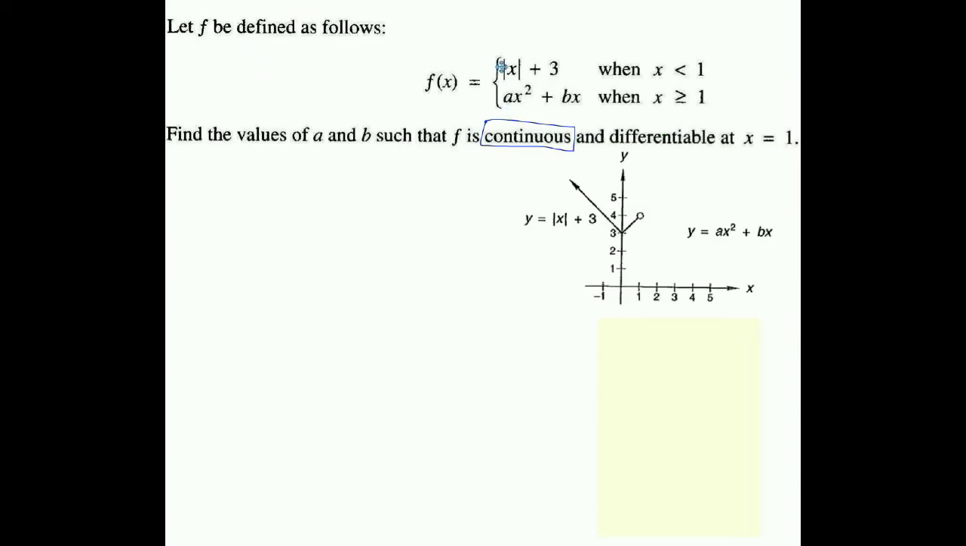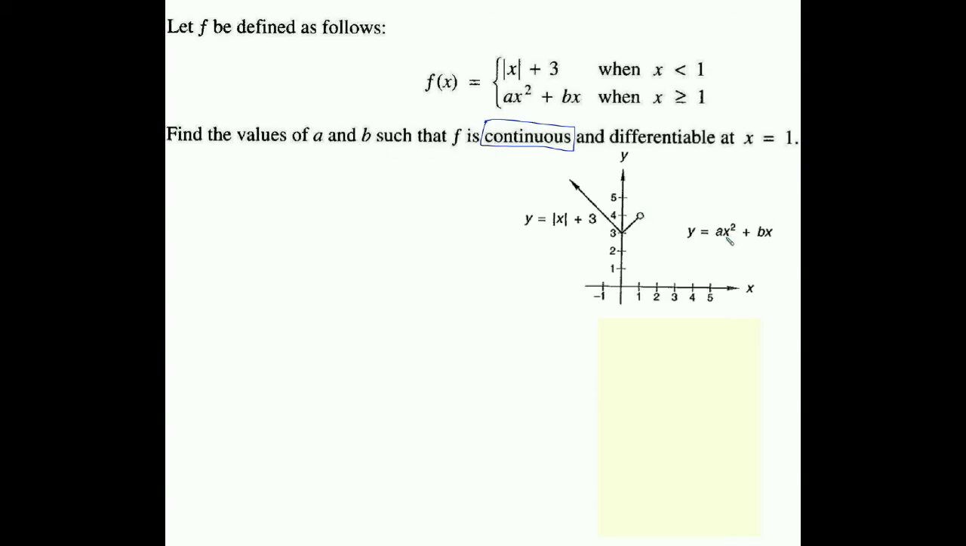So here, this part of the function is set. There's not an a and b in this top part, so we know what this looks like. That's what we have graphed right here: absolute value of x plus 3, the absolute value function moved up 3. And we want that when x is less than 1. So we look at 1, we only want it to the left of 1, and we have an open circle here.